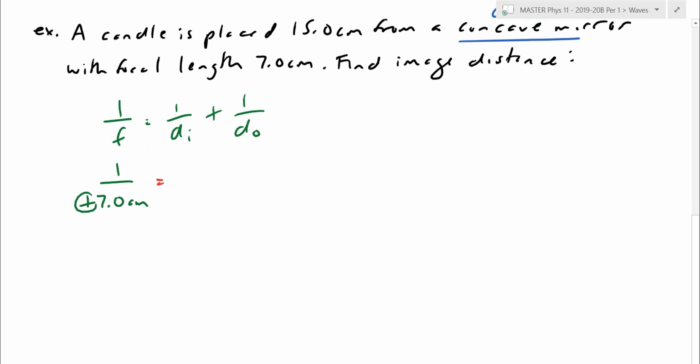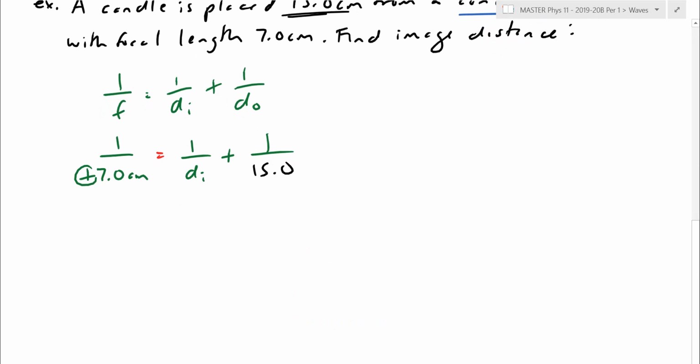We have 1 over di. I don't know what my image distance is, so let's just write 1 over di here, plus 1 over do. Object distance is always on the correct side of the mirror. It's always the side that's emanating the real light rays. So this one will always be positive. You can do common denominators, whatever. I would just do this as decimals. 1 over 7 is 0.143. That's equal to 1 over di plus 1 over 15, which is 0.067, give or take.